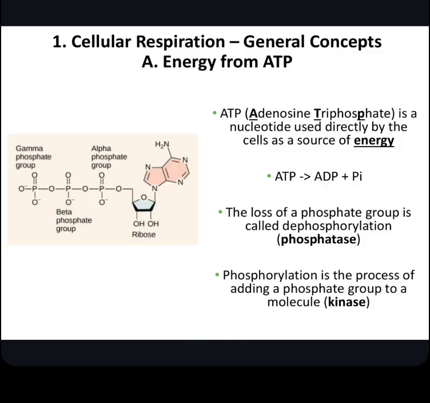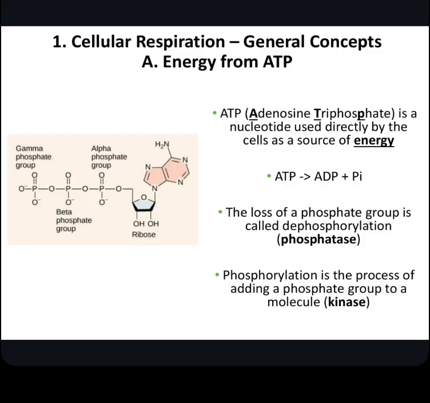ATP can be hydrolyzed by removing this phosphate, breaking apart the phosphodiester bond. Doing so releases energy that your cell can use. So breaking apart ATP into ADP plus 1 inorganic phosphate releases energy. Removing phosphates or adding phosphates to molecules is generally done by enzymes.